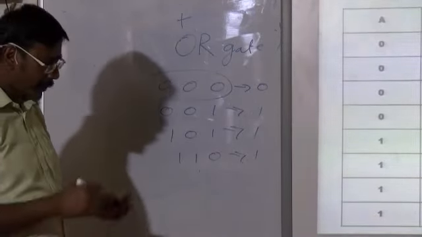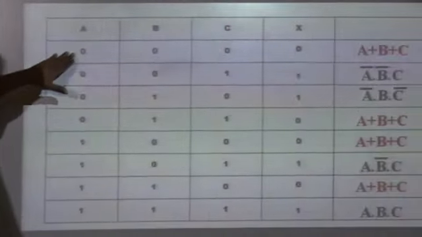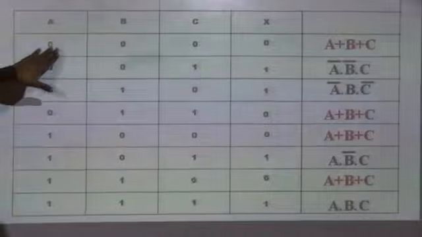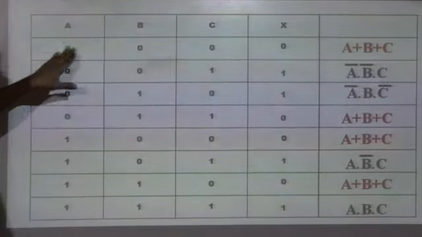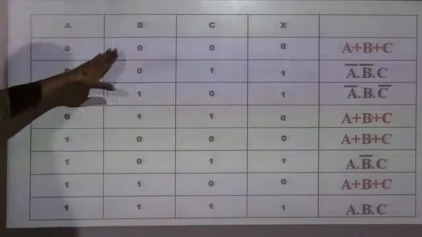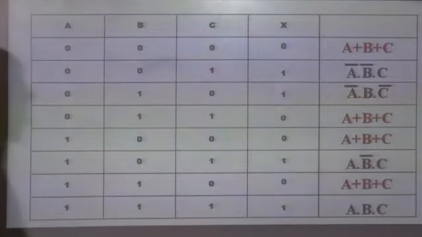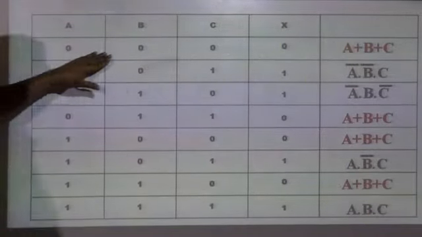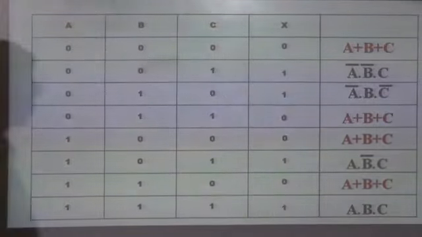Okay? So now if you look at this truth table, first one, A is 0, B is 0, C is 0. All are 0. So 0 plus 0 plus 0, output is 0. 0 OR 0 OR 0 will be 0. We are doing the OR gate. So there is no need to change anything here. So A plus B plus C, the first one.